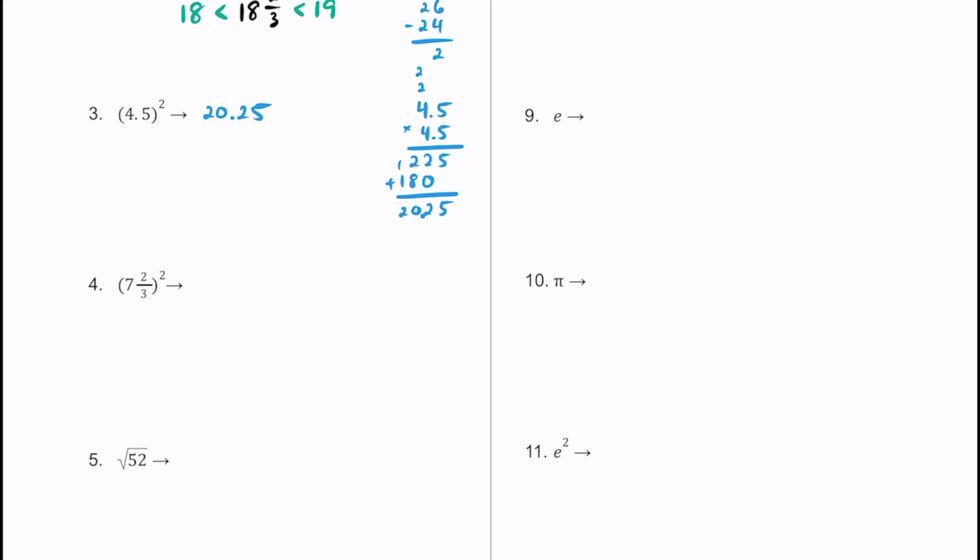So the two integers we're going to say this is between are 20, on the small side, which is less than 20.25, and that's going to be less than 21. So the value of this falls between 20 and 21.